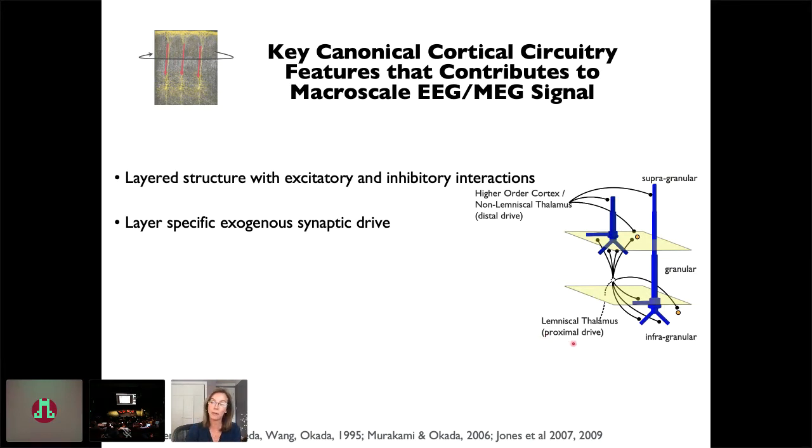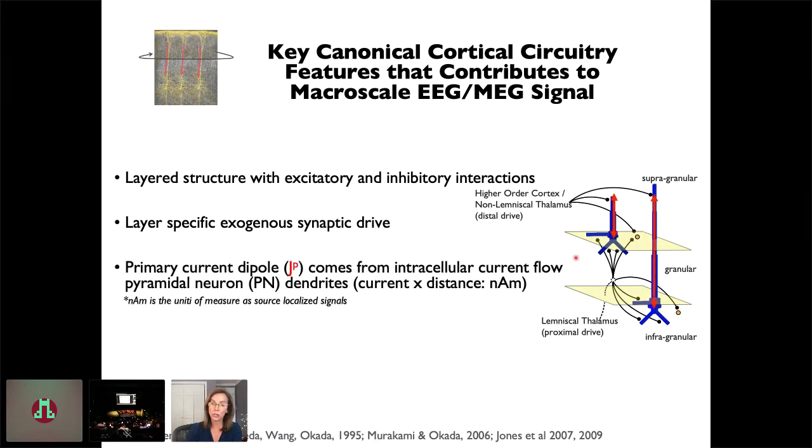One is a pathway that comes from the lemniscal thalamus. This is the pathway that relays sensory information into the brain, up to the thalamus, and then into the cortex, where it effectively propagates to the proximal dendrites of these pyramidal neurons, and we often refer to it as proximal drive. The other pathway of information comes right into the supragranular layers. This is the information that comes from higher order cortical areas, or from these non-lemniscal thalamic nuclei that we know project right up to the supragranular layers. And each of these input pathways forms excitatory synapses on the excitatory and inhibitory cells in the local network.